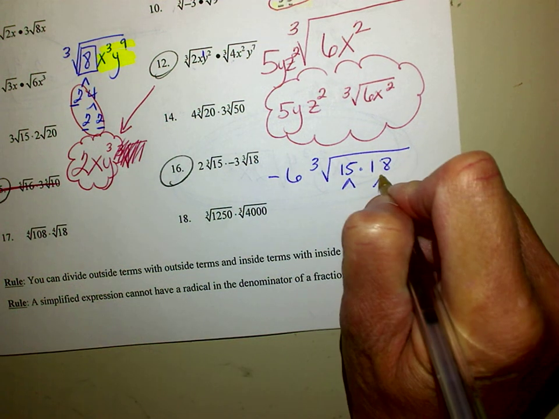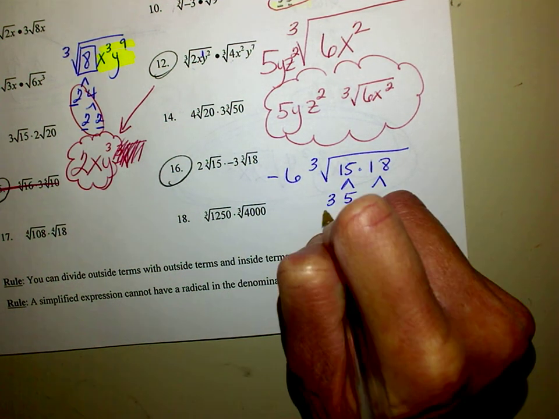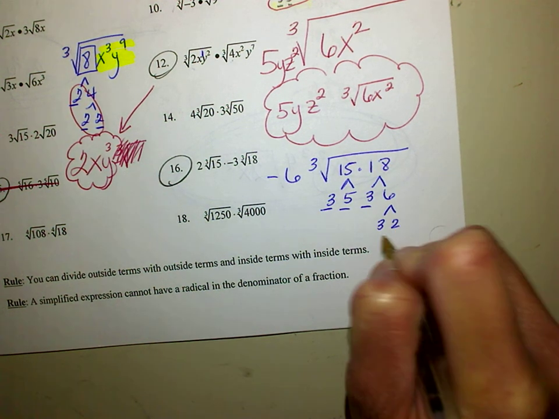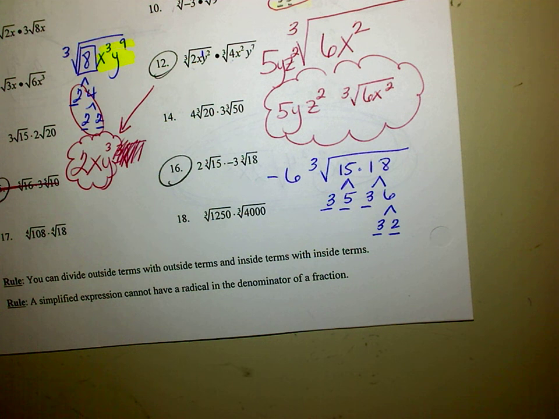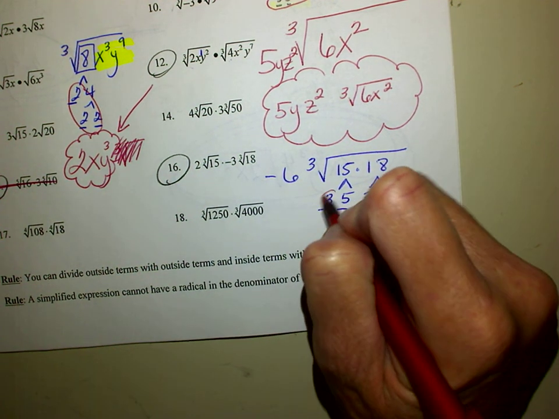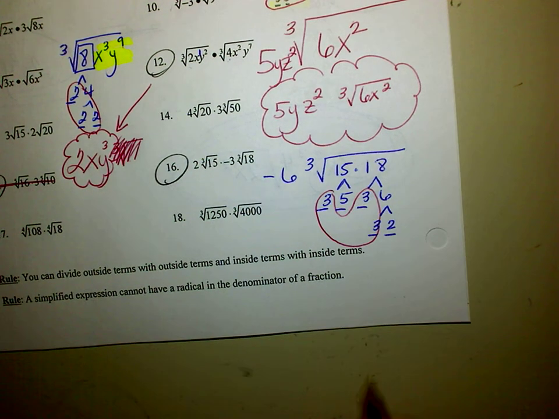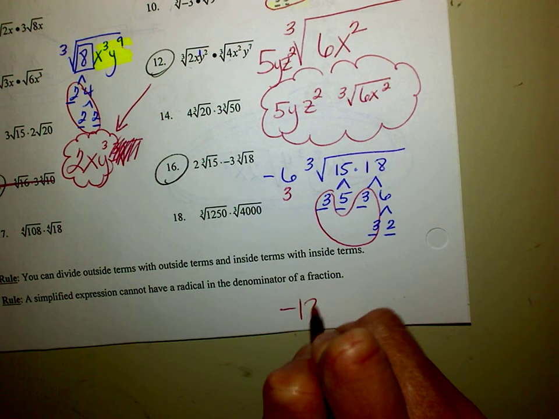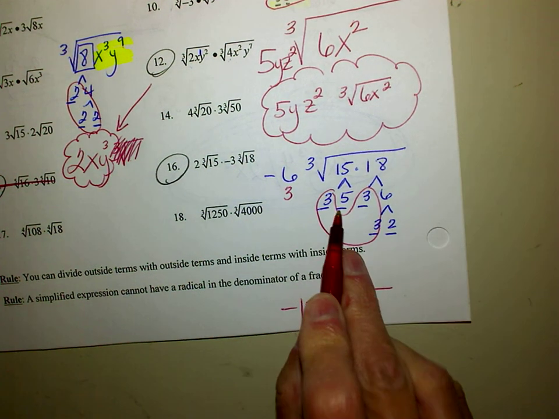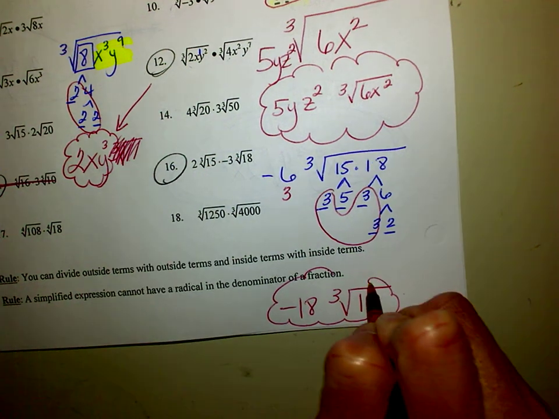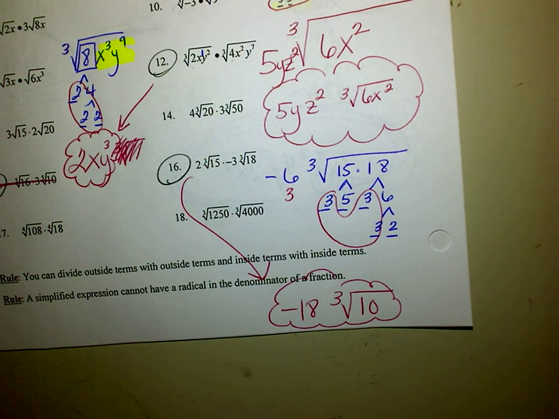And I'm going to break these down. This is 3 times 5. This is 3 times 6. And this is 3 times 2. Notice I don't have any exponents, so I don't have to divide anything. So I need 3 of the same number. So I got 3 3's. So I'm going to bring out that 3 with the negative 6. So far I have negative 18 on the outside, and then I have a 5 and the 2 on the inside that I'm going to multiply together. So this is what I should get to number 16.